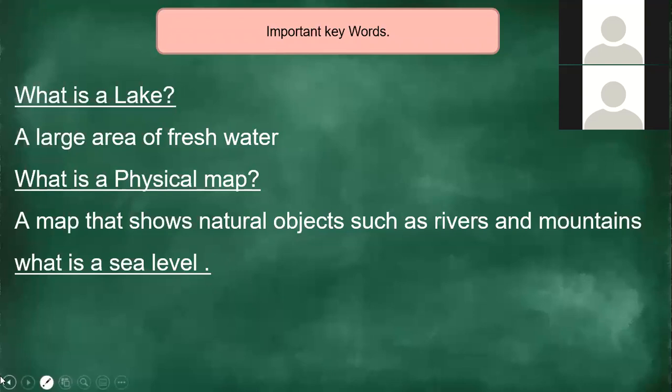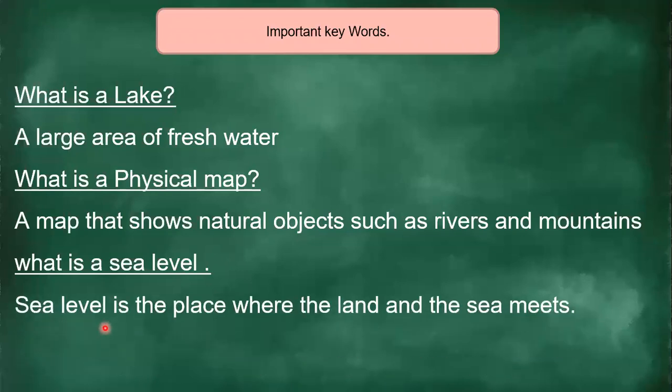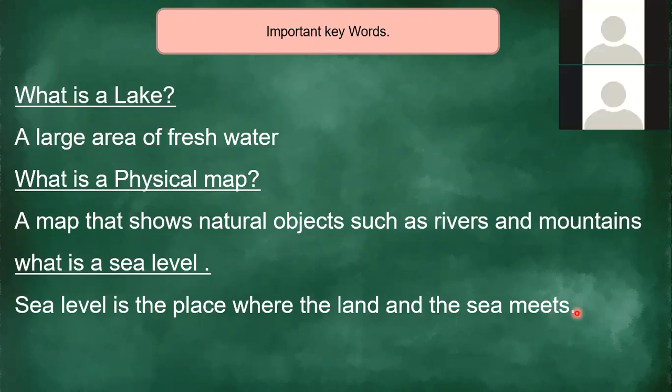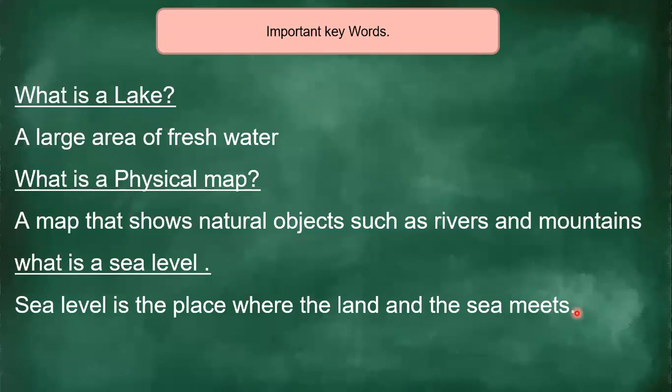Okay, guys. A simple term can be a sea level. It's the place where the land and the sea meet. Okay, so you can have it this way. It's a place where the land and the sea meet. All right. Thank you very much.